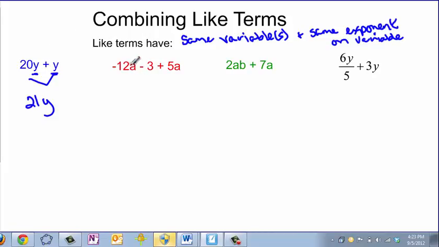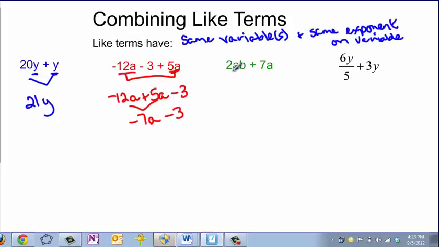In this next example, I have negative 12a minus 3, which is not the same, and then a 5a. So these two terms right here are like terms. So I could rewrite this as negative 12a plus 5a minus the 3. Remember, our properties say that we can add and subtract in any order, so let's add to make it convenient. Now I can combine my like terms. Negative 12a plus 5a is going to be negative 7a. And then my negative 3 is the only constant I have, so I just have minus 3.